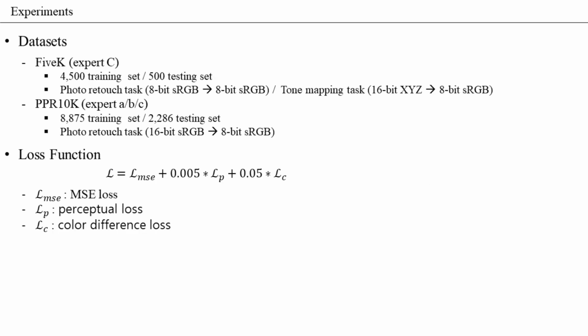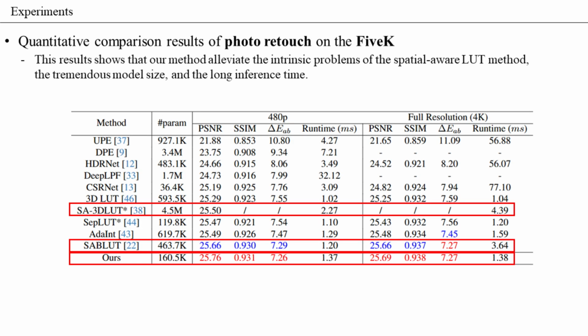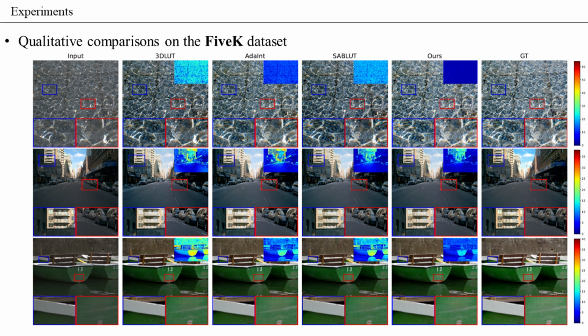We conduct experiments on the 5K and PPR10K datasets. The loss function is composed of MSE loss, perceptual loss, and color difference loss. The quantitative comparison results show that we alleviate the intrinsic problems of the spatial-aware LUT method, the tremendous model size and the long inference time. We effectively reduce them and achieve competitive performance. These are the qualitative comparison results, and our method shows visually pleasing results.